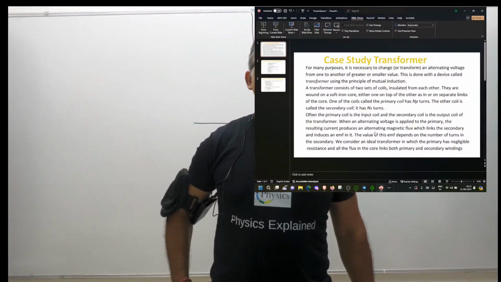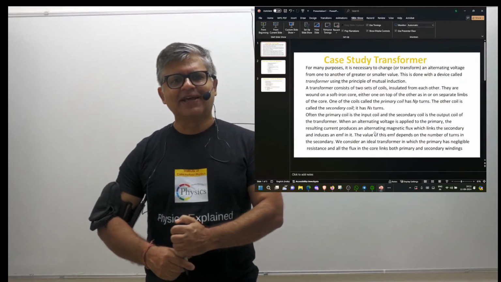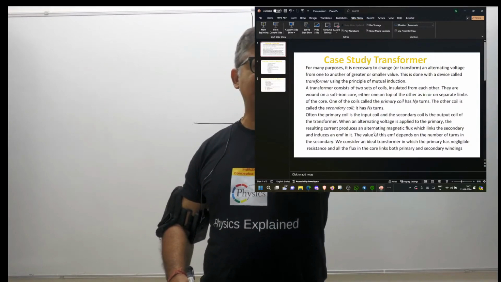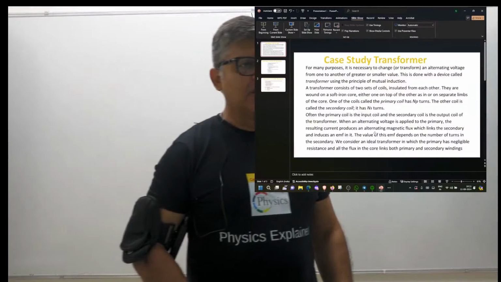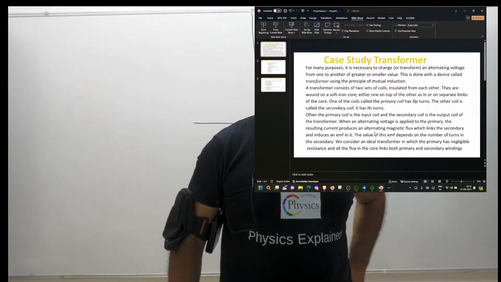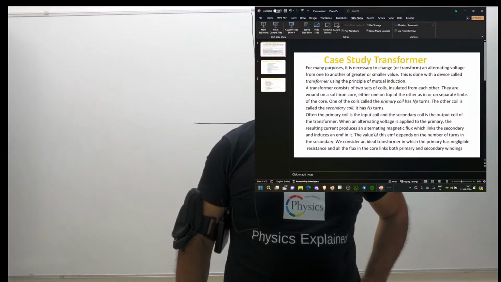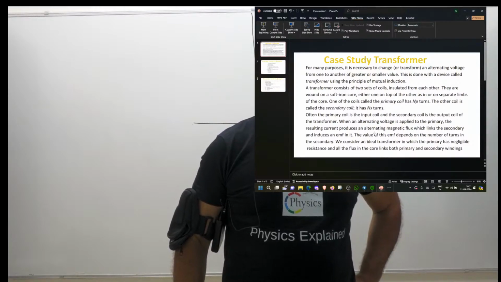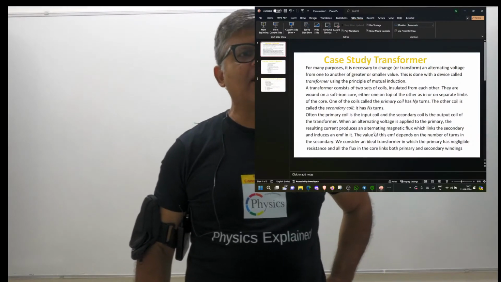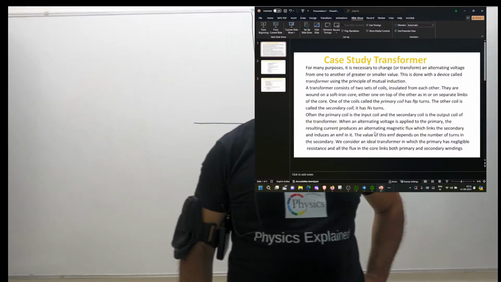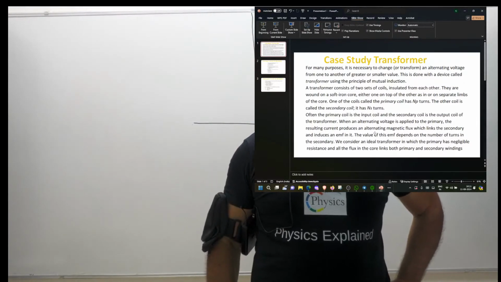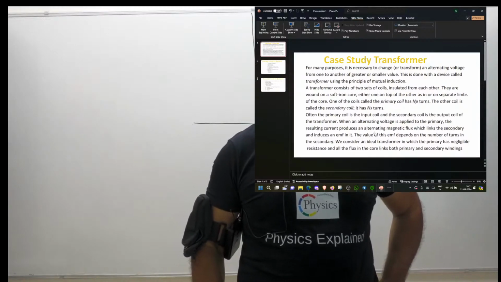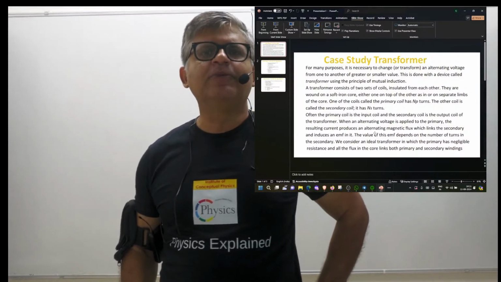Okay. Now let's read through this case study. So I have to read this on the projector. You can read this on the screen itself, right? Now, for many purposes, it is necessary to change or transform an alternating voltage from one to another of greater or smaller value. This is done with a device called a transformer using the principle of mutual induction.